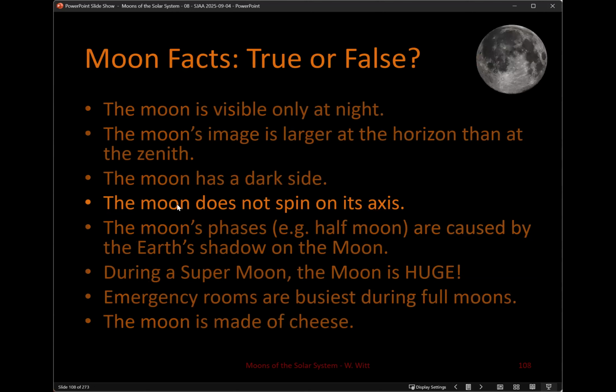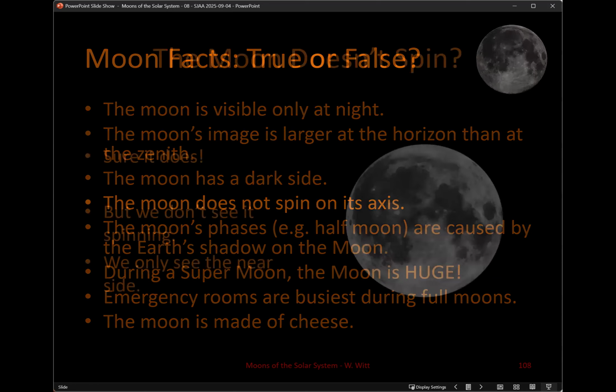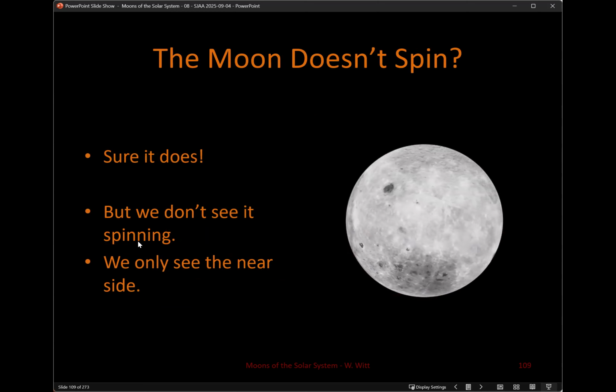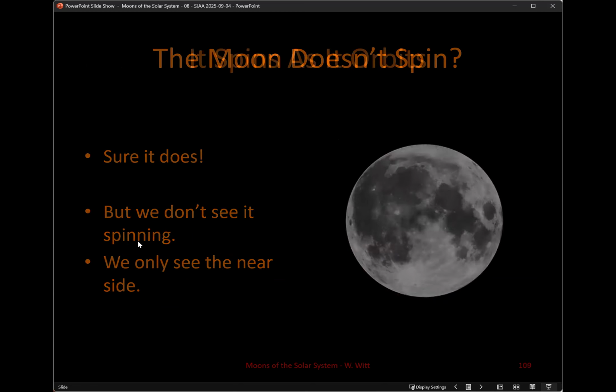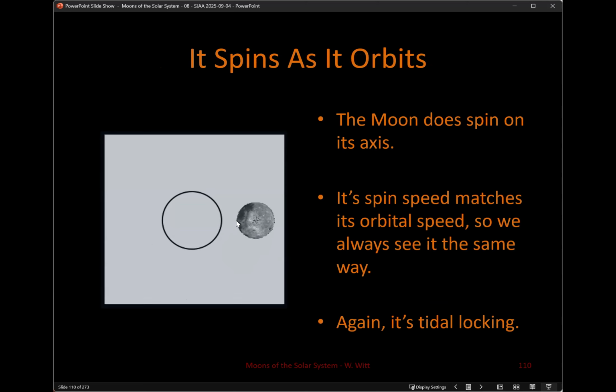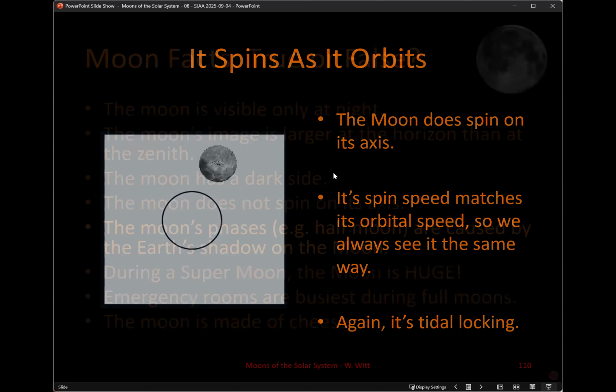And then sometimes people think the moon does not spin on its axis. In fact, I literally just came across somebody making this claim on YouTube or somewhere, right? But sure, it spins on its axis, right? We just don't see it spinning because we always just see the near side, right? And this is again back to this thing, tidal locking. So the moon is rotating around its own axis. It's just that its rotation rate matches its orbital speed. And so again, we always just see the same thing, right? But the moon does actually rotate on its axis.